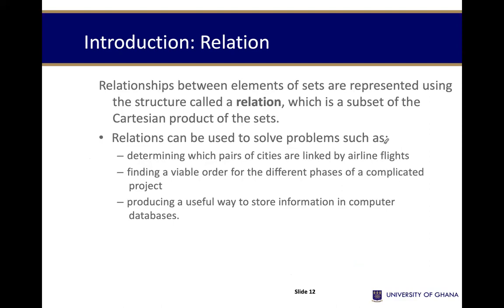We can find a valid order for different phases of a complicated project. In any project we are working on, if the project is divided into components or modules, we can use relations to know, if I'm moving on to module B, what association it had with module A, and what association it is going to have with module C. Then move on with that. And relations also give a useful way to store information in computer databases, so I can store all my values, those with relations.